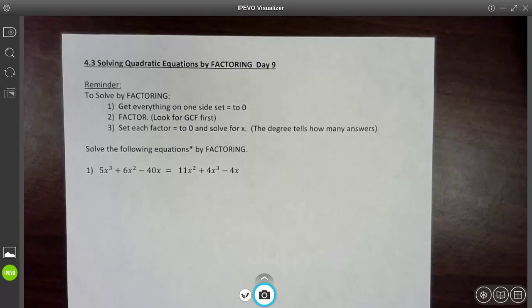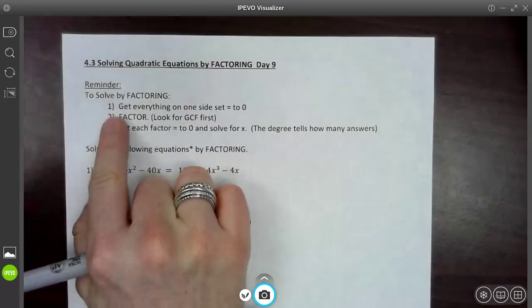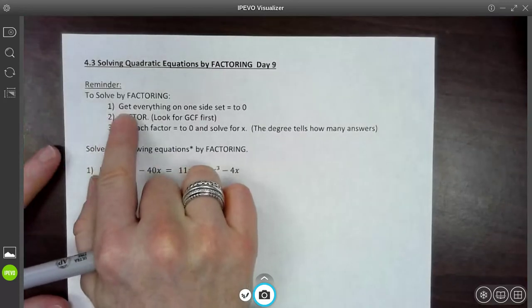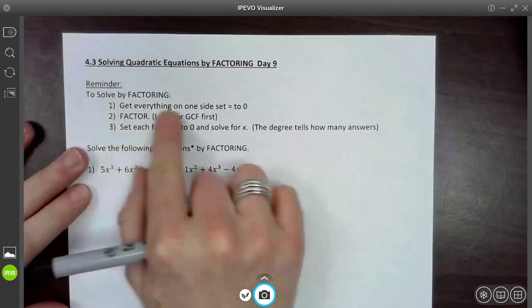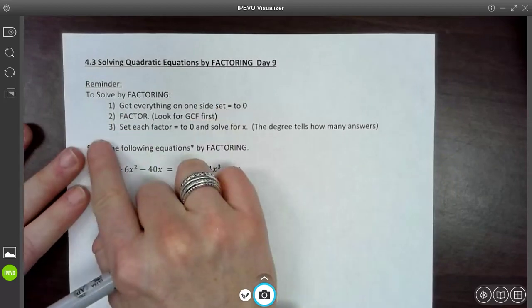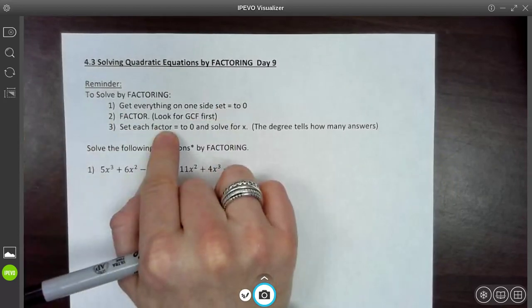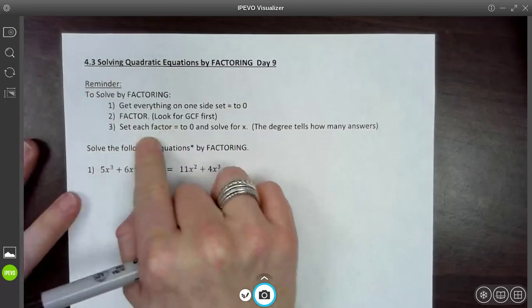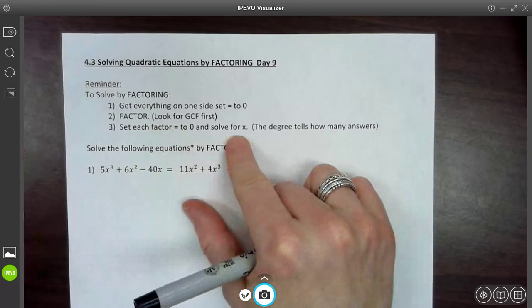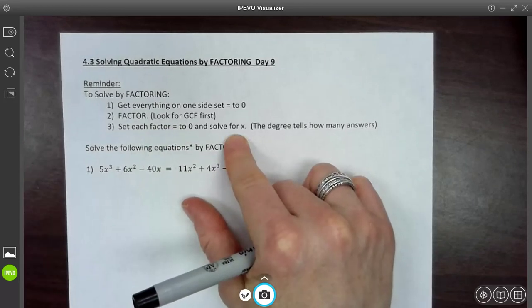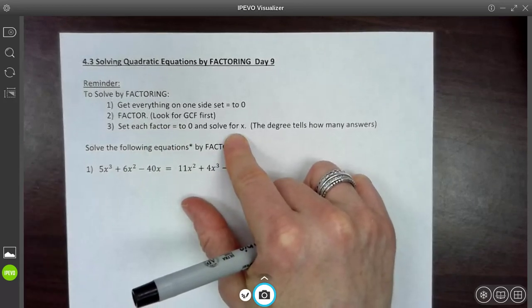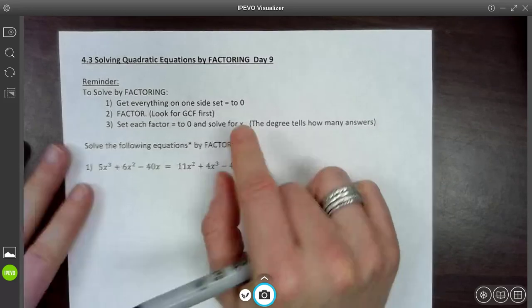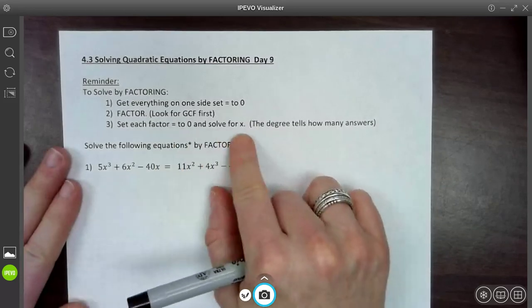Okay? So just to review, if you're going to solve an equation by factoring, the first thing you want to do is get everything on one side set equal to 0. Then you want to factor it. And you remember, you want to look for a GCF first, especially in today's problems. Then you're going to set each factor equal to 0 and solve for x, right? We're going to use that zero product property. If pieces multiply to equal 0, somebody's got to be 0. So we'll set our factors equal to 0 and we'll solve.